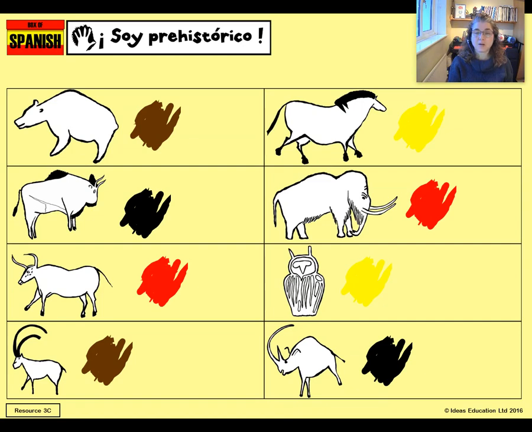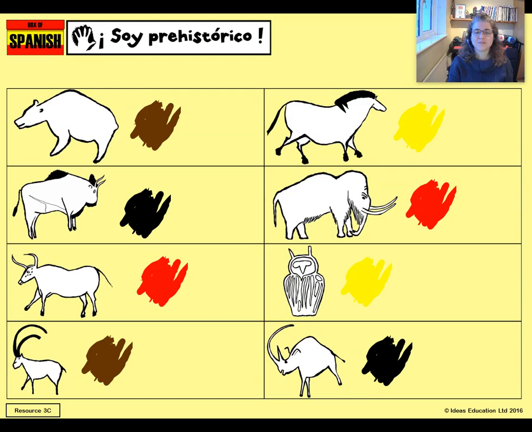The next one is the owl. He's yellow. How do we say an owl of the color yellow? Un búho de color amarillo. And finally, there's the rhinoceros. He's black. So we need to say a rhinoceros of the color black. How are we going to do that? Have you worked it out? It's a long word, the first one, isn't it? Un rinoceronte de color negro.